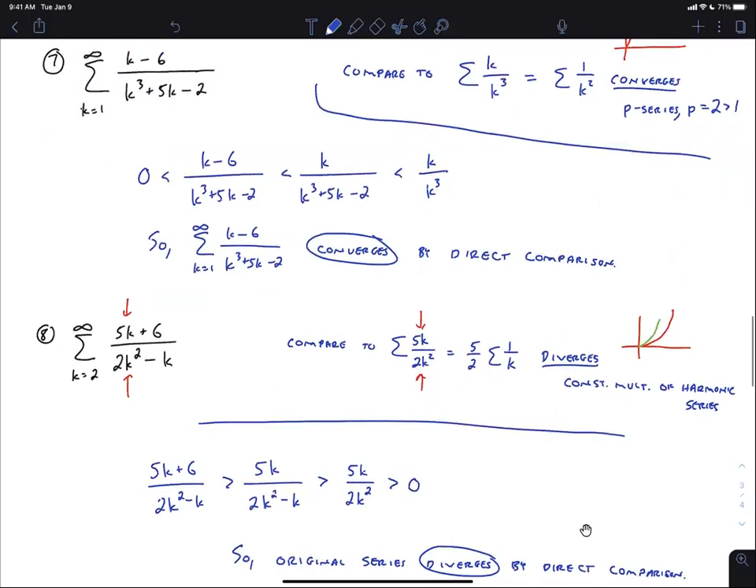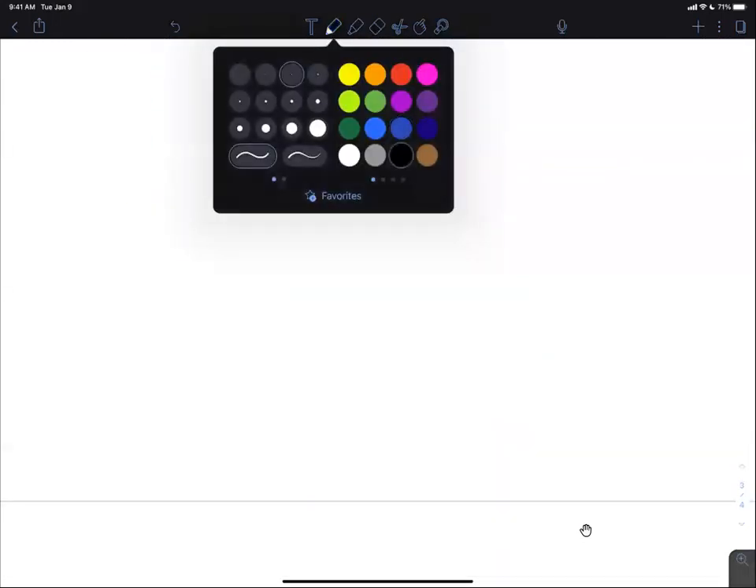All right, so then we're going to do another one. Where are we on? Number 8, number 9. All right, so we'll come down here and do number 9. All right.